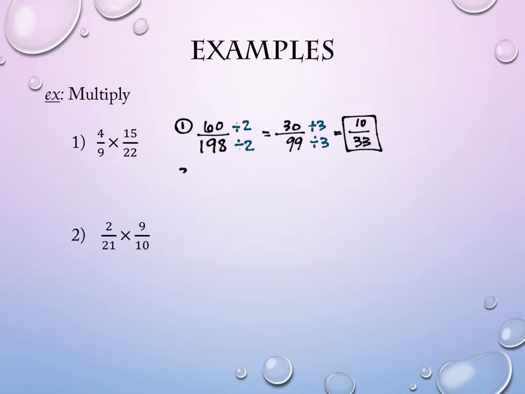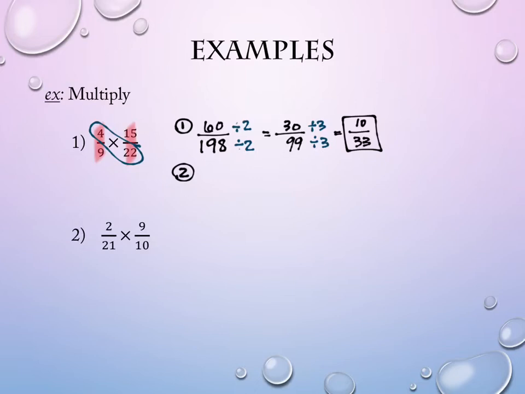Method number 2 does the following. It takes a look at the individual fractions, and it asks, is 4/9 in simplest form? Yes. Is 15/22 in simplest form? Yes. So you start with the individual fractions. They don't have to have been in simplest form to start, but these are. The next thing you do is you look along the diagonal, 4 and 22. Do 4 and 22 have any way that they can be reduced?